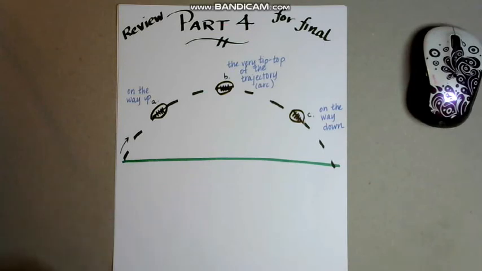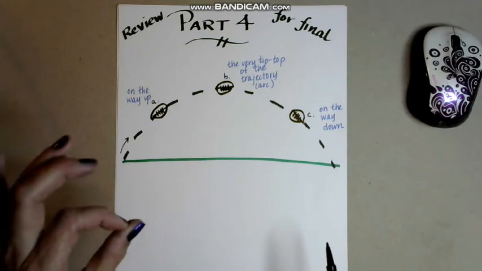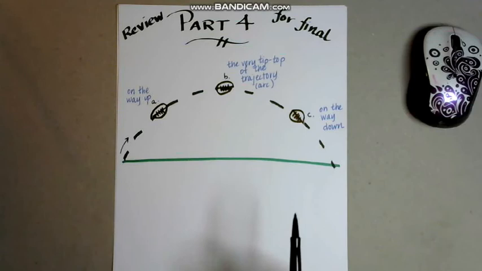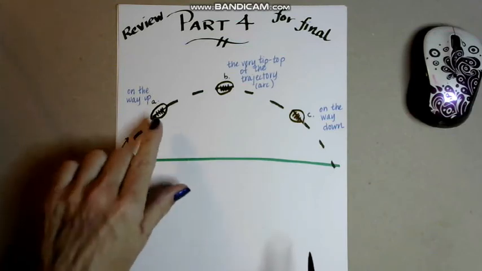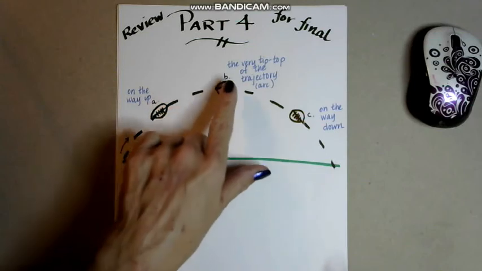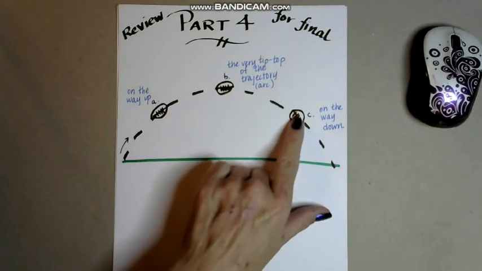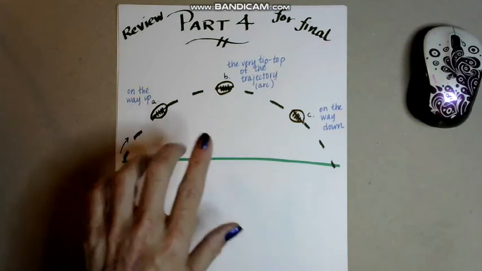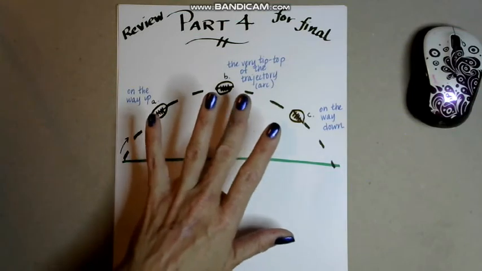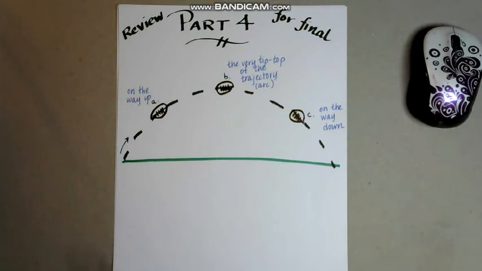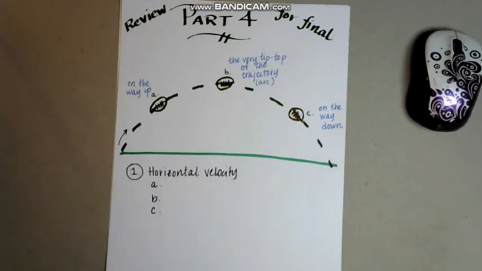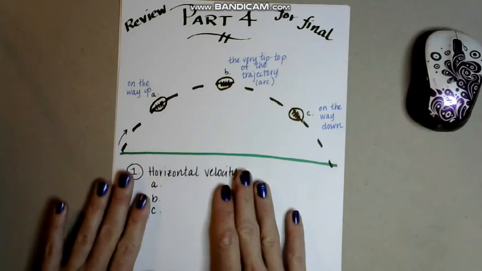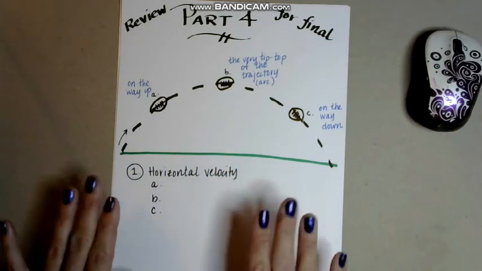My very first question is, what is the velocity vector in the x direction? The horizontal velocity vector at all three, A, B, and C. How is this football moving horizontally at all three points? Is it going up, going down, right, left, or not at all? I'm going to hit pause on Edpuzzle. You're going to answer this.